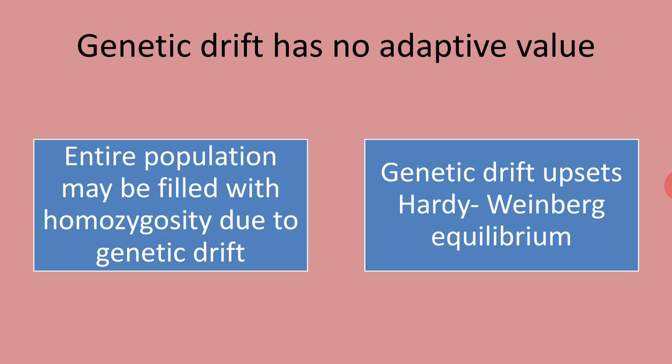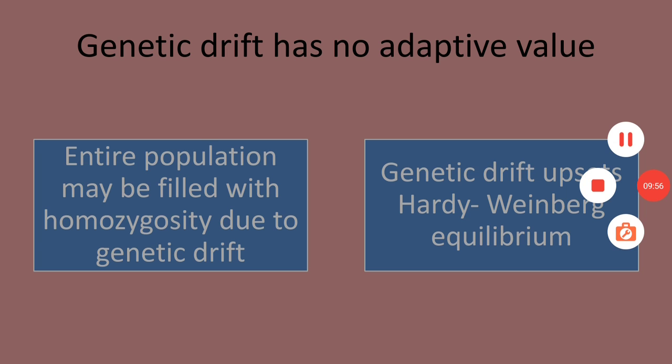Genetic drift has no adaptive value. This was made clear already by me because genetic drift doesn't differentiate between favorable and unfavorable characters. It doesn't have any adaptive value. The entire population may be filled with homozygosity due to genetic drift, and genetic drift undoubtedly upsets Hardy-Weinberg equilibrium. Unless the Hardy-Weinberg equilibrium is upset, evolution doesn't take place. So, by upsetting the Hardy-Weinberg equilibrium, genetic drift acts like a driving force for evolution. So, this is about the concept of genetic drift. Thank you very much.